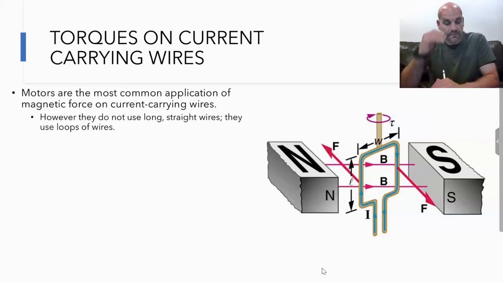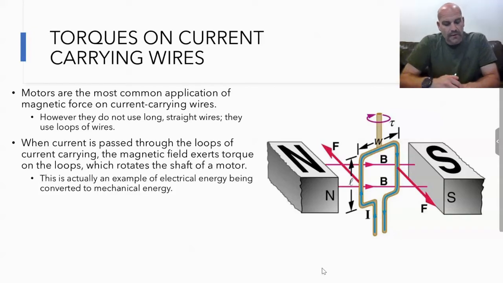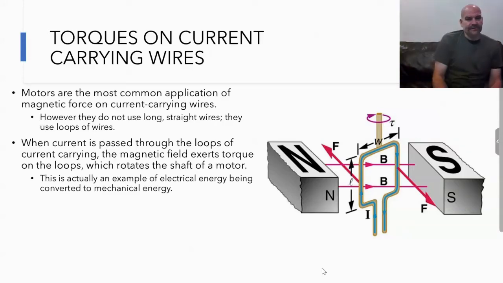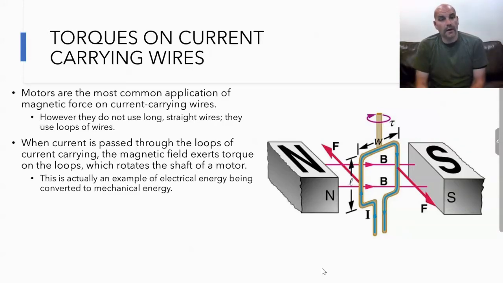The most common application of this topic is going to be motors. Motors will use current carrying wires, but they're not going to use long straight wires. They're going to use loops of wires. When a current is passed through the loops of the wire, the magnetic field is going to exert a torque on the loops, which rotates the shaft of the motor. So this is an example of electrical energy being converted to mechanical energy.